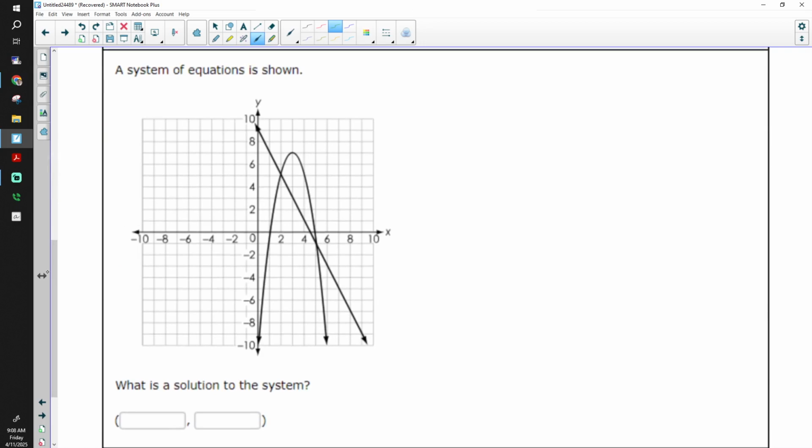Last but not least, a system is shown. What is a solution? Our solution is where our graphs intersect. You have two to choose from, either 2, 5 or 5, negative 1. Either one is allowed.